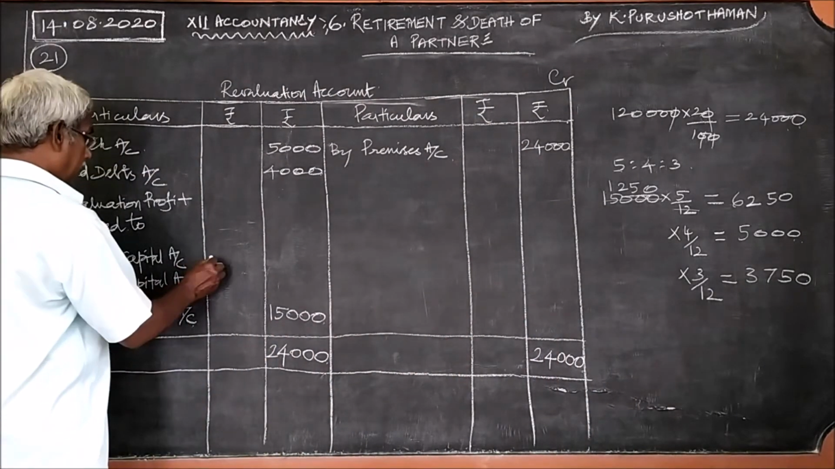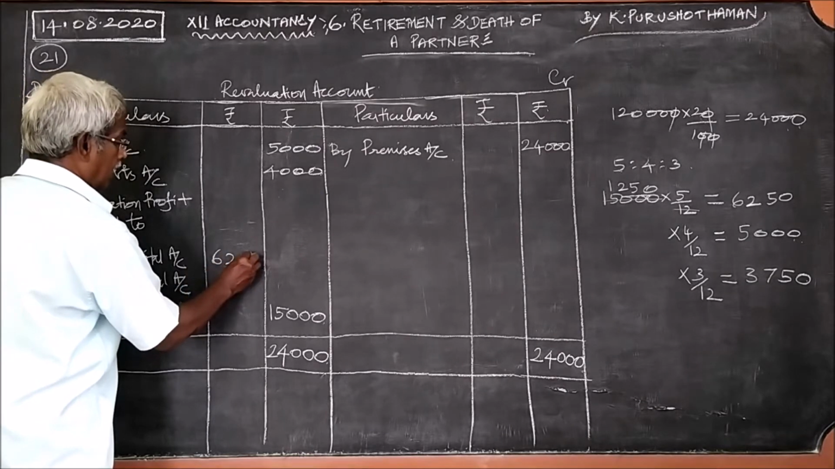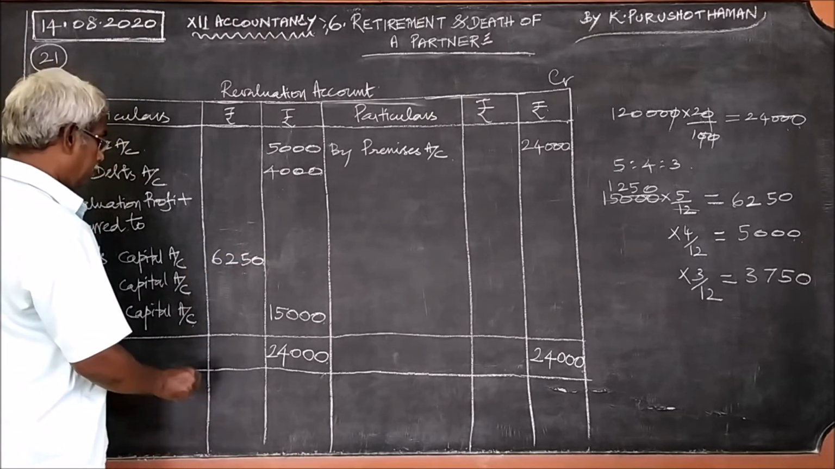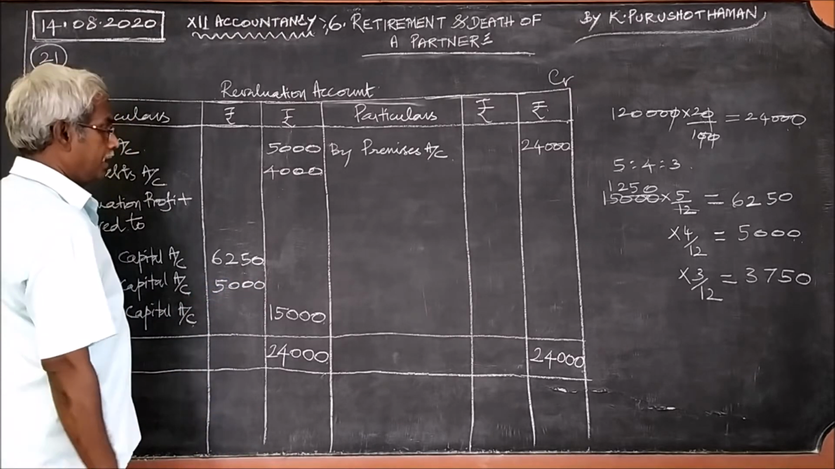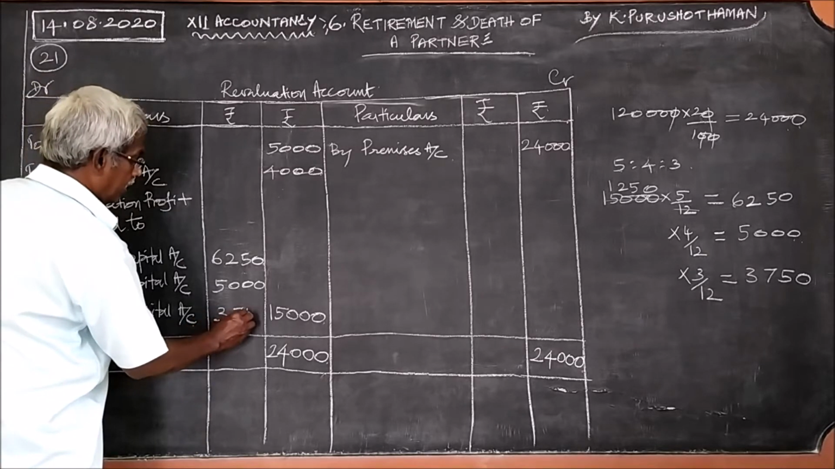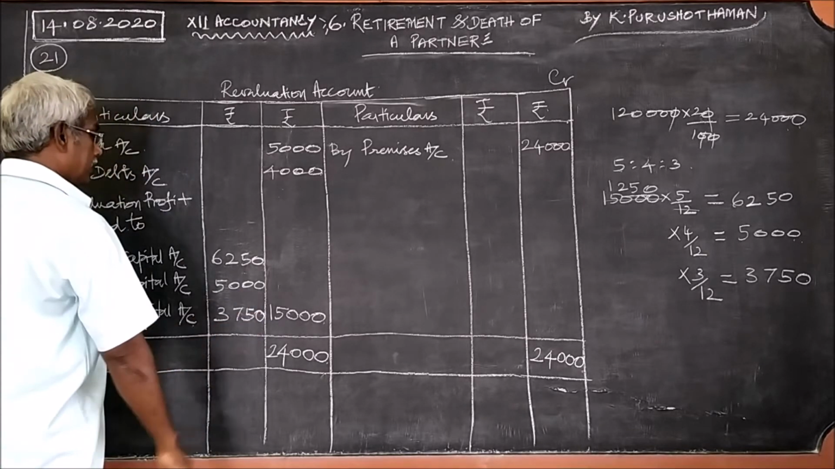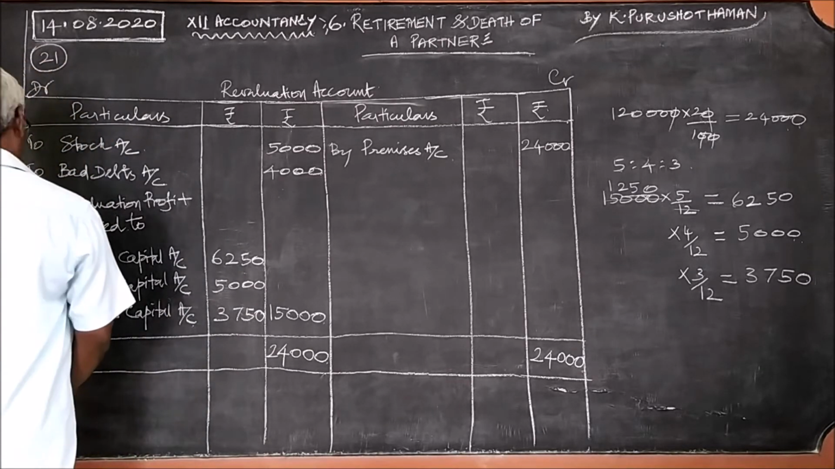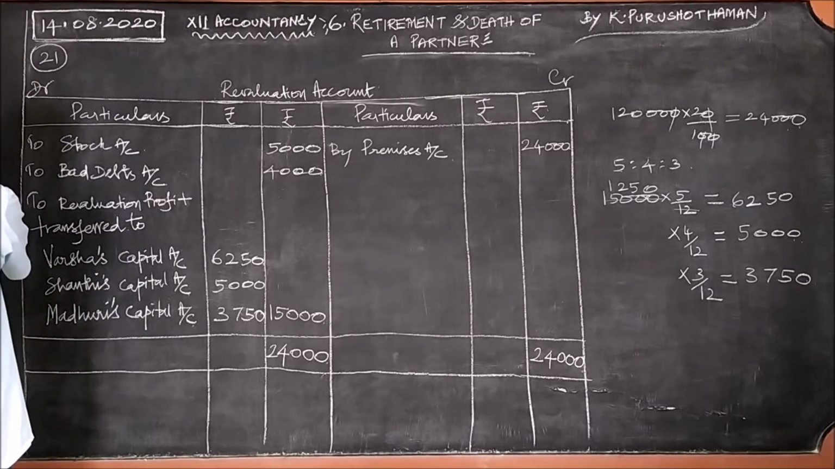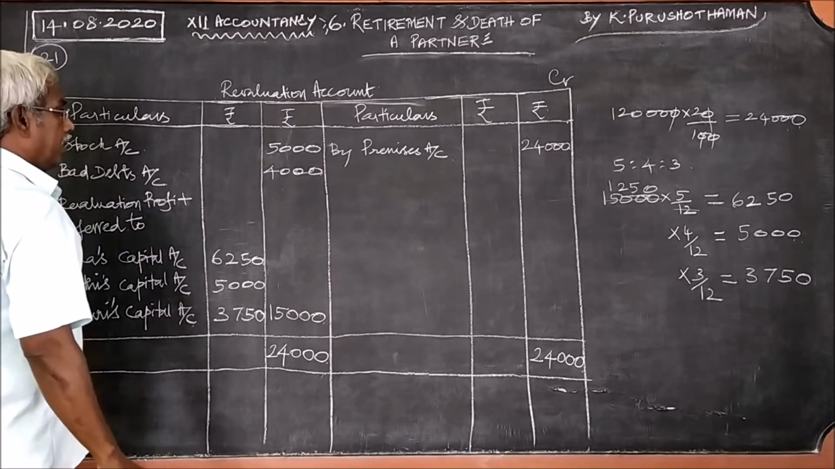6,250, and for the second partner it is 5,000, and for the third partner 3,750. This is the share of the three partners.